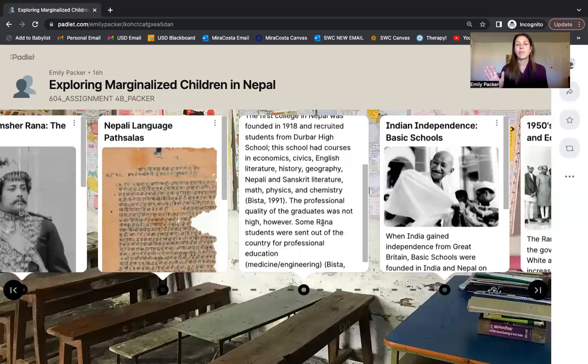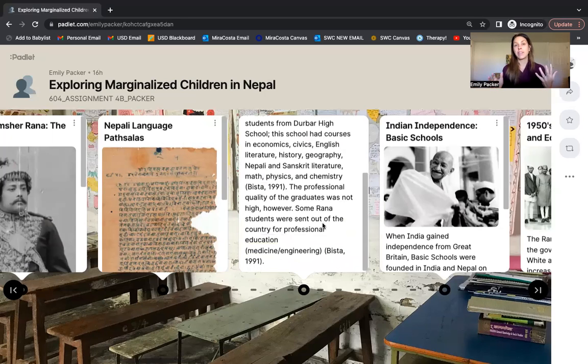Interestingly, though, the quality of the graduates was not very high, and there was a very big gap between what the students learned in their school and what they went into professionally. So oftentimes that didn't coexist. There was no linkage there.